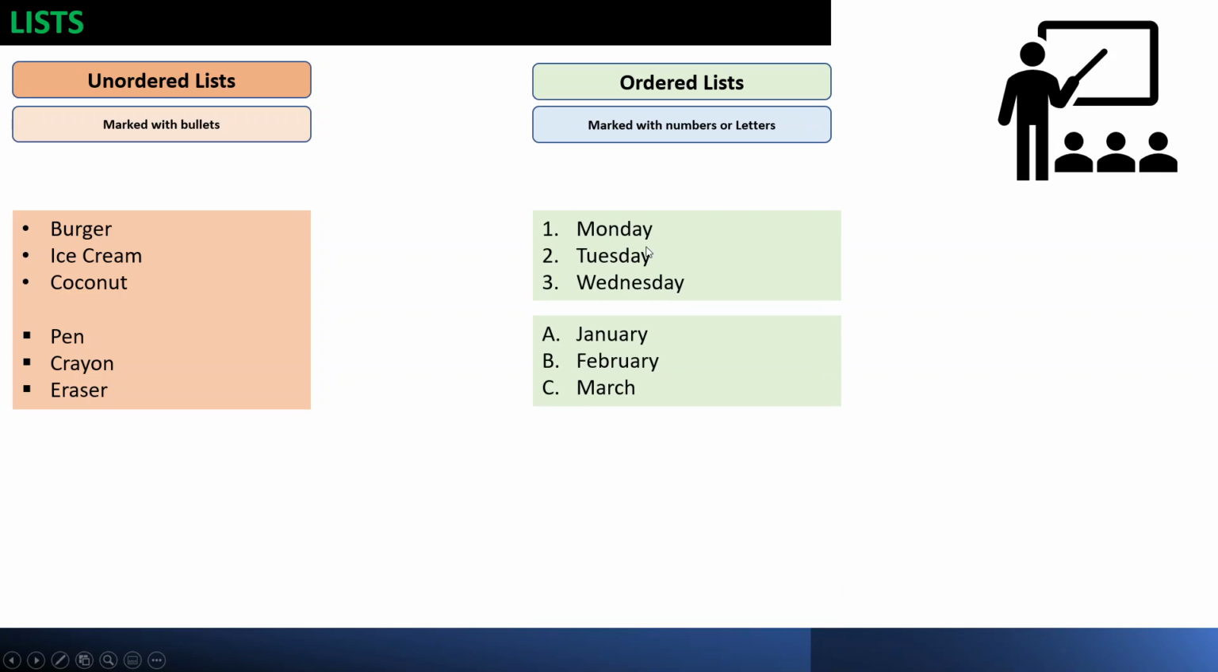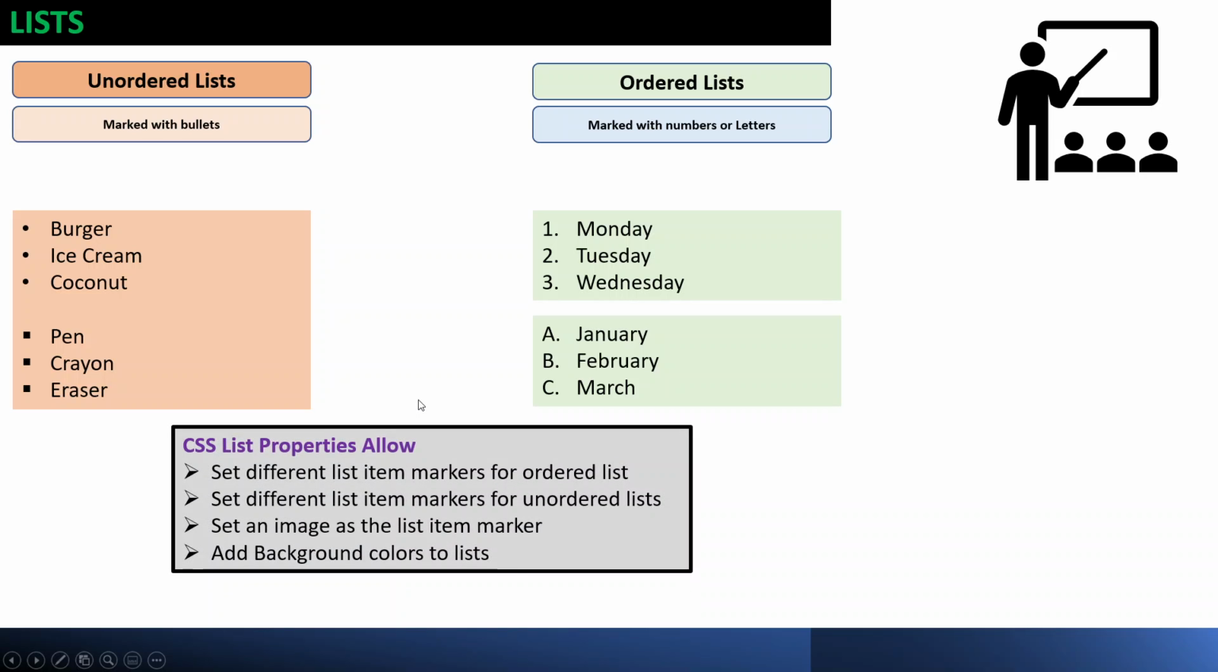So this is an example, right? So you have a list with numbers and a list with letters, right? And you can see the order in them. So that's the two types of lists that we have, and we're going to be looking at all of those and how we are going to be using the CSS list property to make some changes to these.